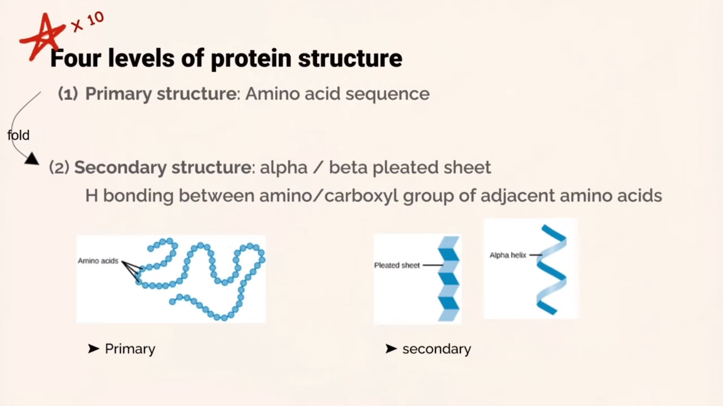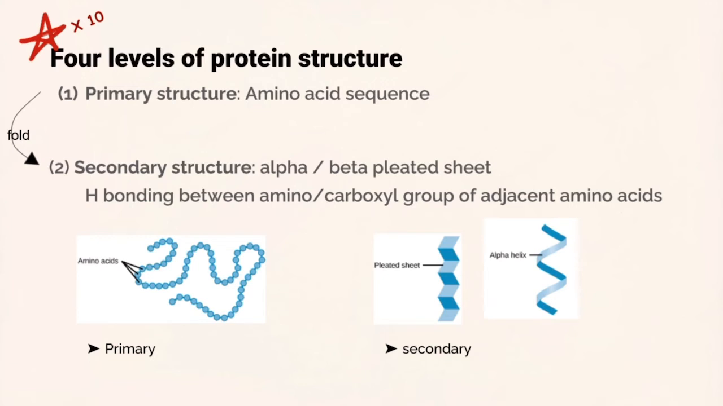There are 4 levels of protein structure, and each of them has different functions. Primary structure is just simple connected amino acids. When protein changes to a higher stage, it is folded once. There are 2 kinds of secondary structure, alpha helix and beta pleated sheet. There is hydrogen bonding between the amino group or carboxyl group of adjacent amino acids. Proteins consist of either alpha helix, beta pleated sheet, or both of them.